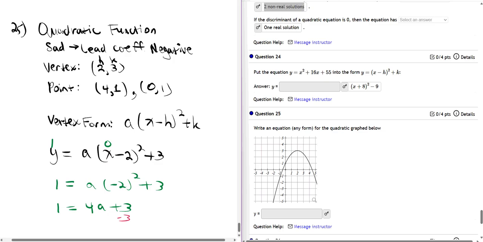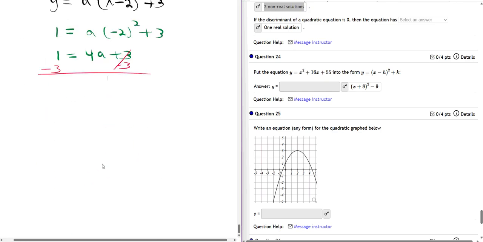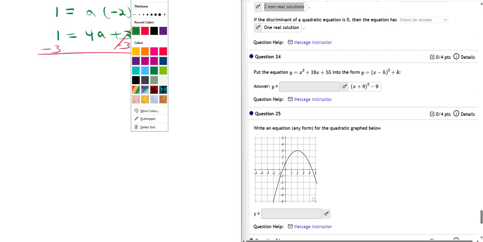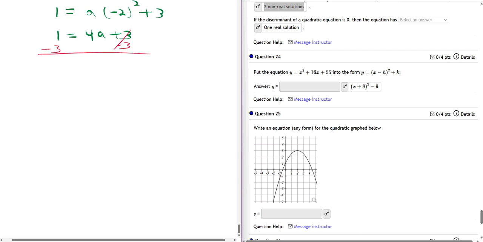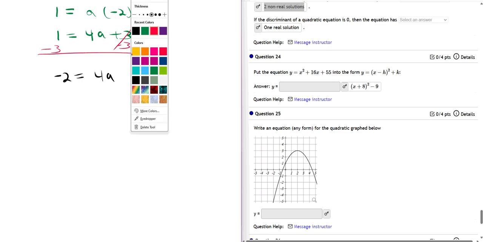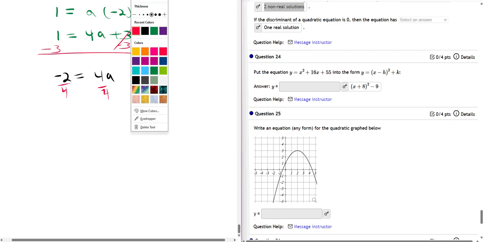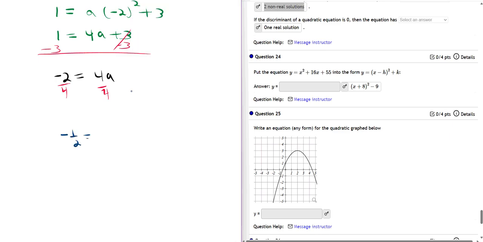So I'm going to subtract 3. Why am I solving for a? Because I just need to know what a is to finish my equation of the function. Okay, and then I have 1 minus 3 is -2. Then if I divide both sides by 4, I get -1/2 is equal to a.